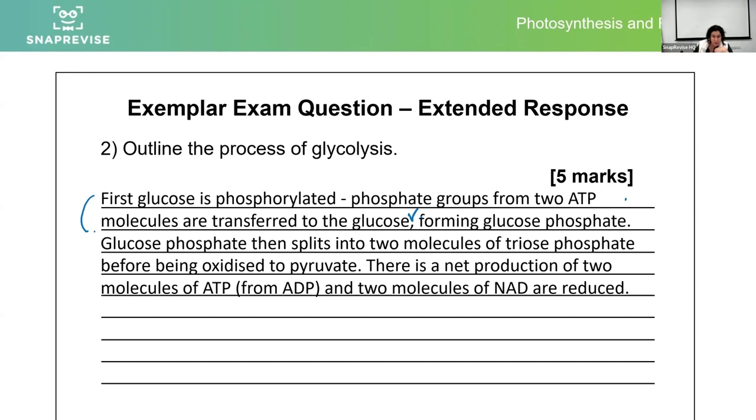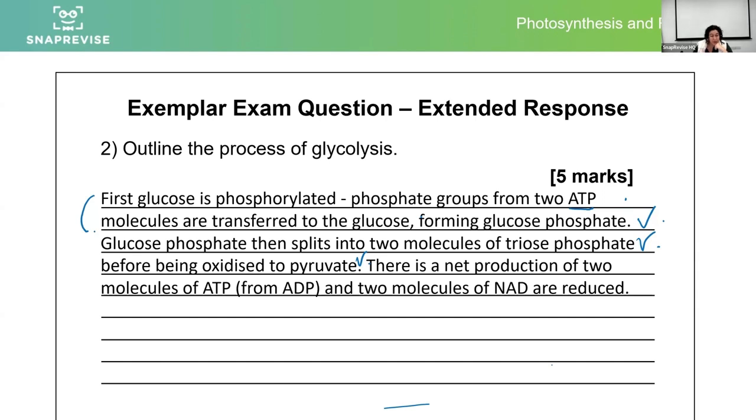Note the amount of detail that I'm giving, right? I'm not just saying glucose is phosphorylated. Where are the phosphates coming from, and where are they going? From ATP to glucose, forming and naming the molecule resulting, glucose phosphate. Glucose phosphate then split into 2 molecules of triose phosphate. That's my second mark. Before being oxidized to pyruvate is my third mark.